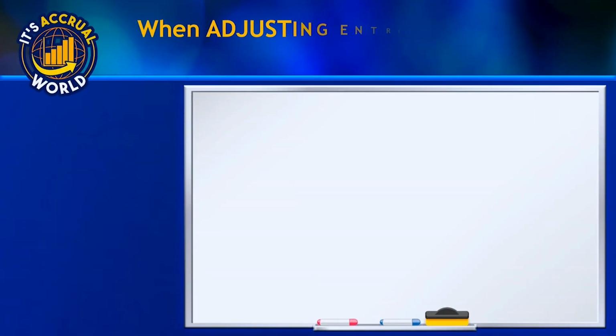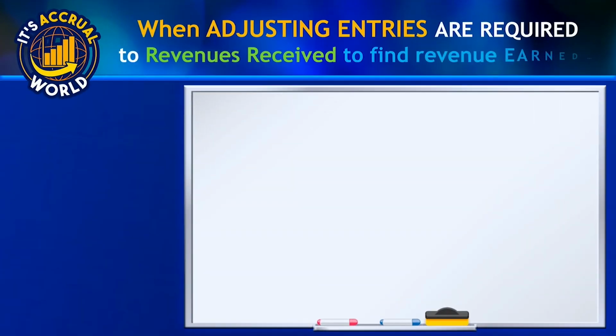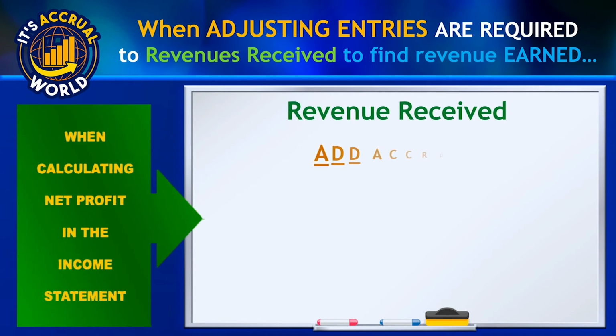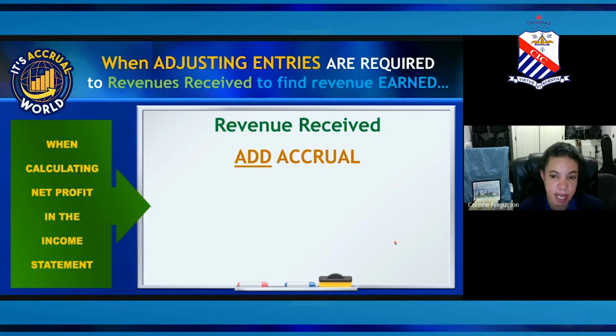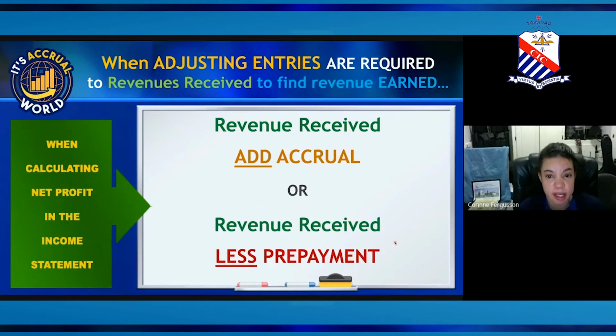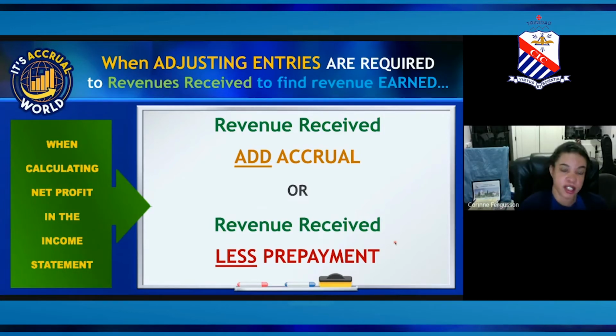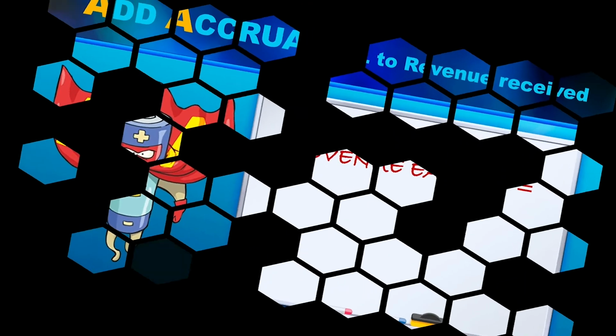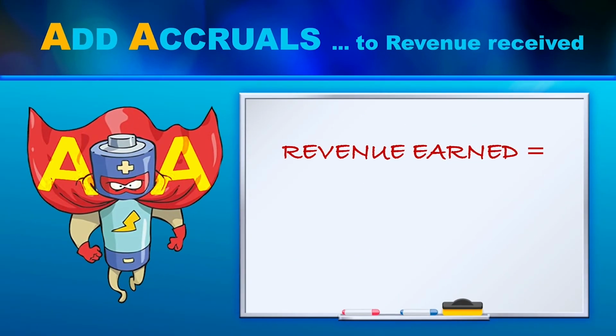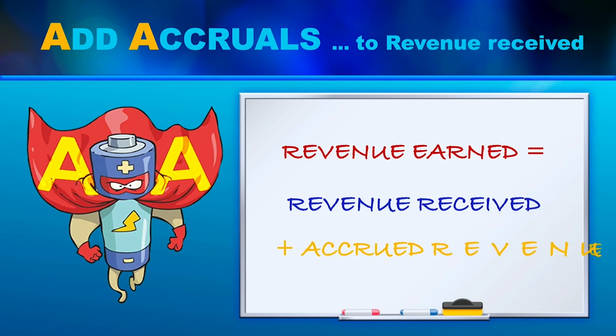Whenever adjusting entries are required to revenues received to find the revenue earned, it's the same as the expenses. You add the accrual or you less the prepayment. So it's the same thing. There's no difference, there's no opposite. You always add the accruals. You just add the accrued revenue to the revenue received, which you will also find in the trial balance.